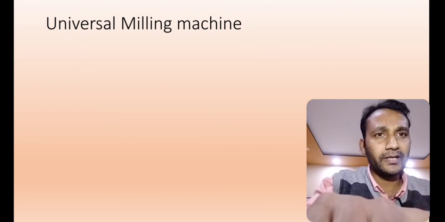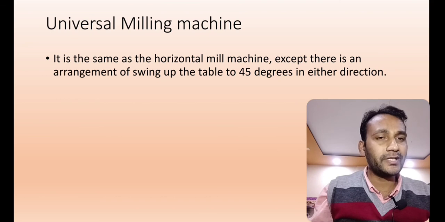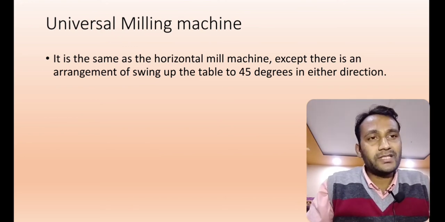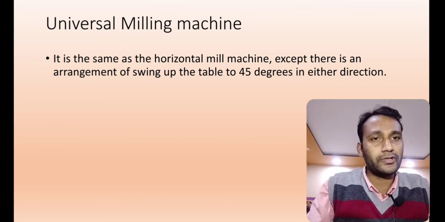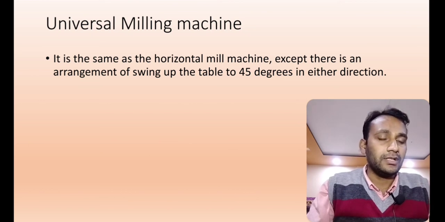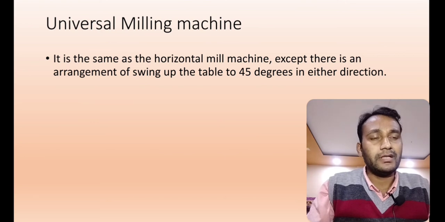Next is the universal milling machine. It is just like a horizontal milling machine, except there is an arrangement for swinging the table. In the horizontal milling machine, the table can just move to and fro, but it can't rotate or swing. In the universal milling machine, there is a provision for the swing of the table also. The table can swing up to 45 degrees in either direction, towards the left or towards the right.